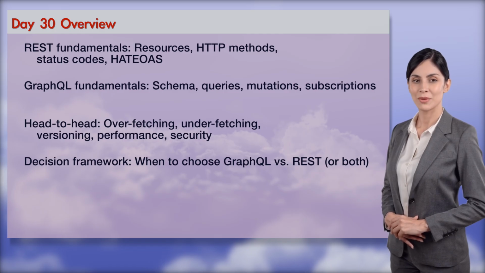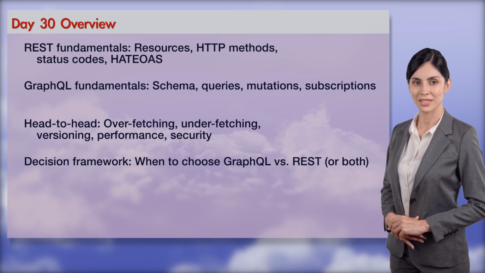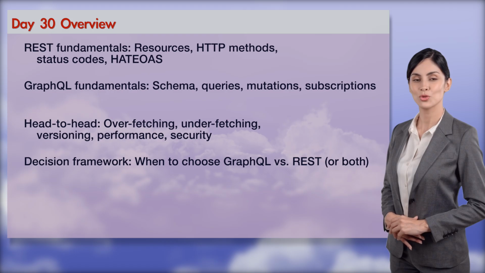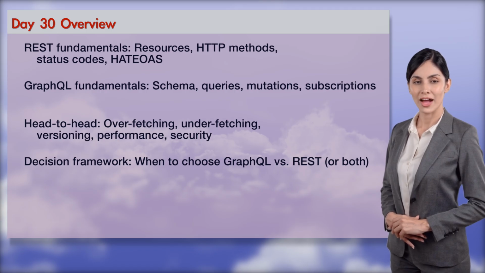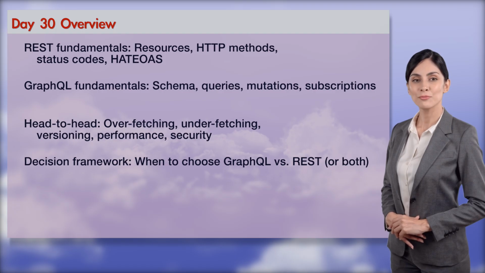We'll do a head-to-head comparison on classic pain points, overfetching and underfetching, versioning strategies, network performance, security considerations, tooling ecosystem, and developer experience. Finally, we'll build a clear decision framework. When GraphQL shines, when REST is still king, and when a hybrid or BFF approach makes sense.